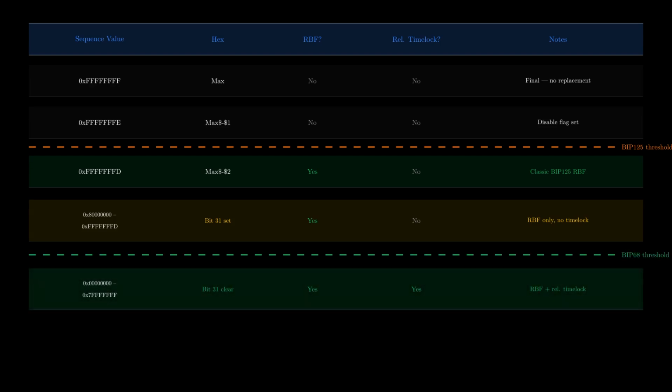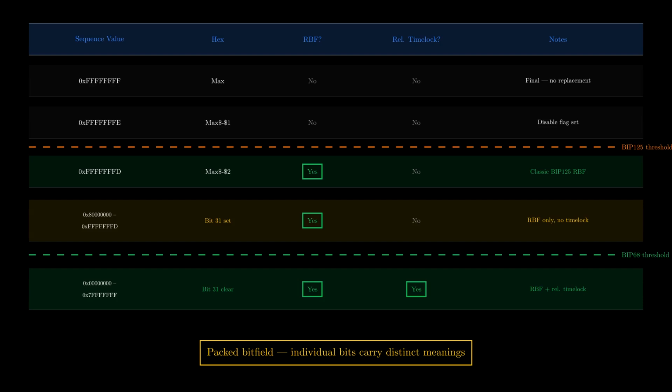Values from 0 through hex 7FFFFFFF, with bit 31 clear, activate both RBF and relative time locks. The sequence field is no longer a simple counter, it's a packed bit field where individual bits carry distinct meanings. BIP 68 gave the sequence field a third purpose: relative time locks. The distinction from absolute time locks is critical.